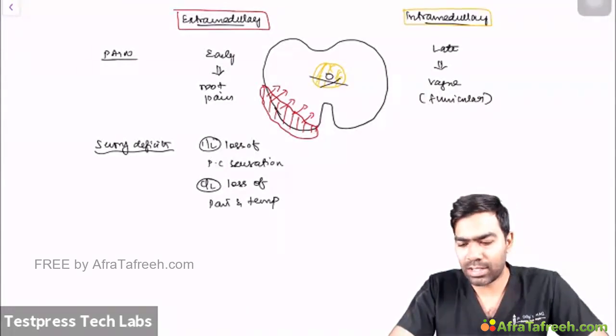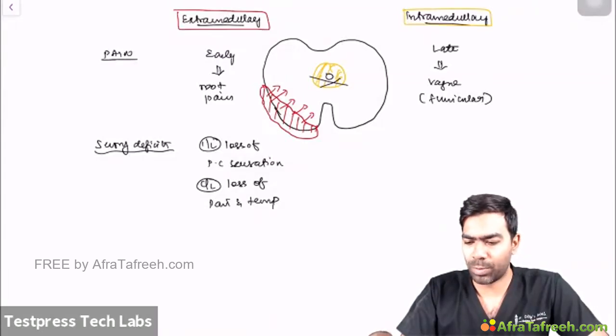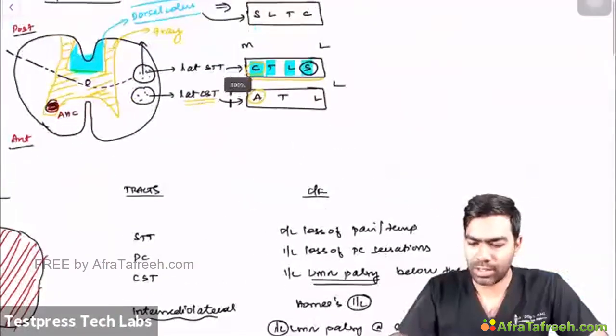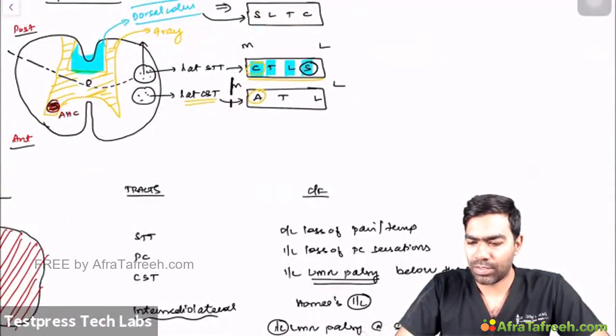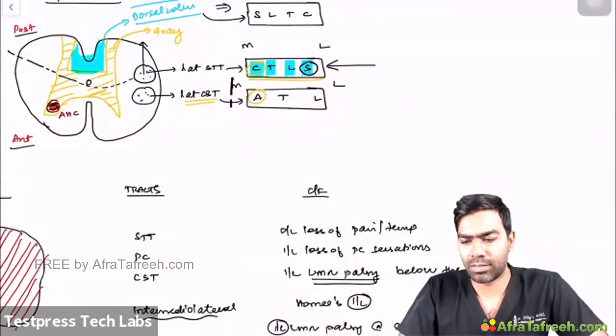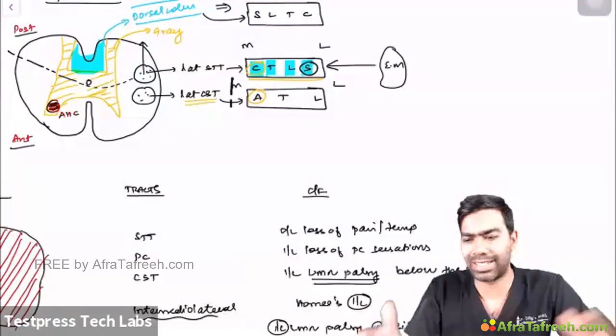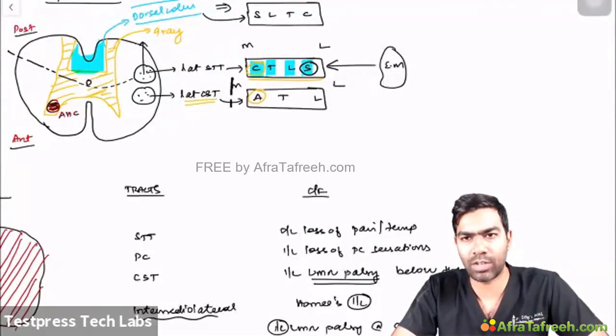And this loss of pain and temperature is what we're talking about. So when you go, it will be kind of an ascending or descending. So let us go back and see. Loss of pain and temperature. If you compress from the lateral, so this is an extramedullary lesion. If you compress from the side, it will be like an ascending kind of a lesion or a descending kind of a sensory loss.